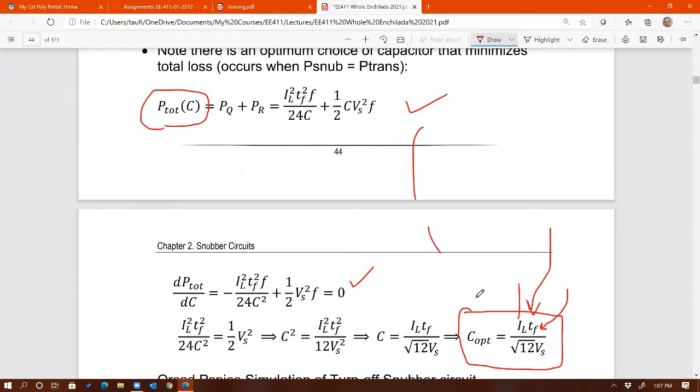And once you get this value, go ahead and put it back into PR and into PQ. If you plug in the C value into PR and PQ, you're going to get the same value, the same equation or the same result. And that's when we know that the two have to be equal at this point, at this optimum value. Does that make sense?